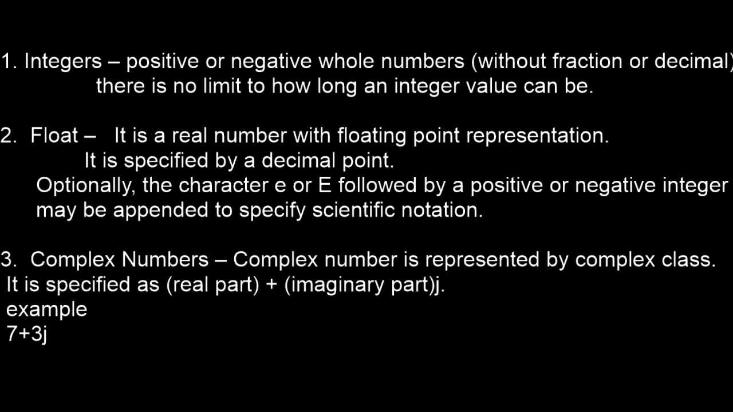The third one is a complex number. This data type is specified as real part plus imaginary part. For example, 7 plus 3j means there is a real part 7 and there is an imaginary part 3. So real part plus imaginary part j represents a complex number.